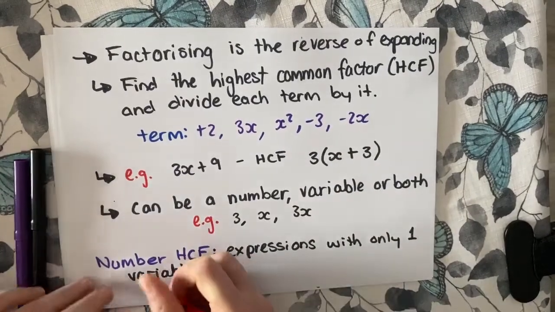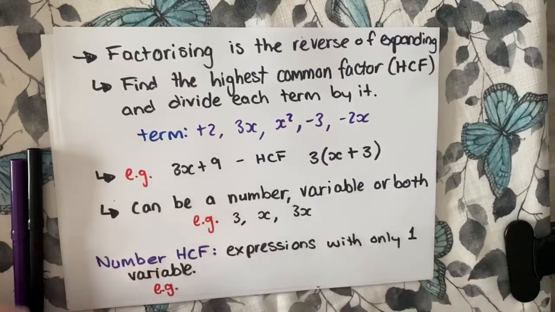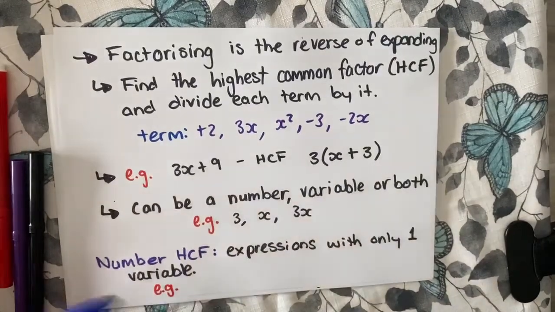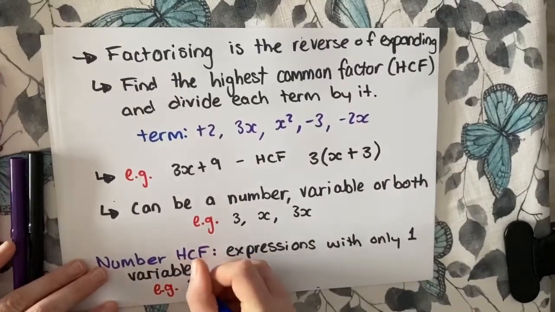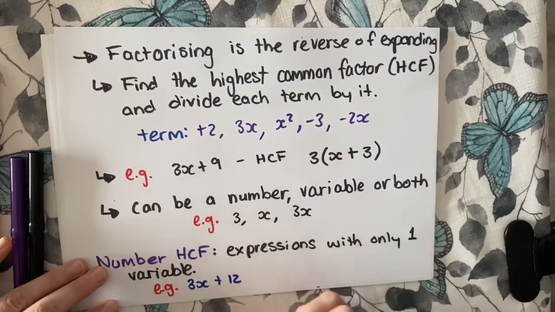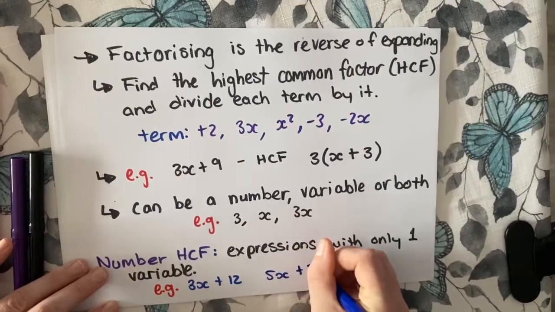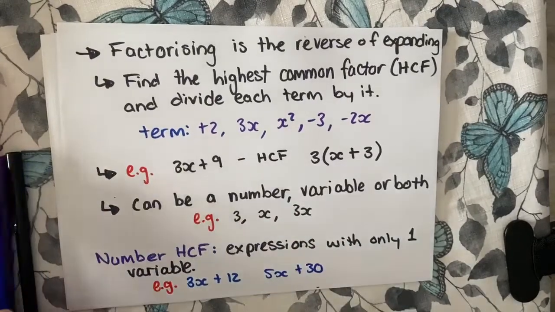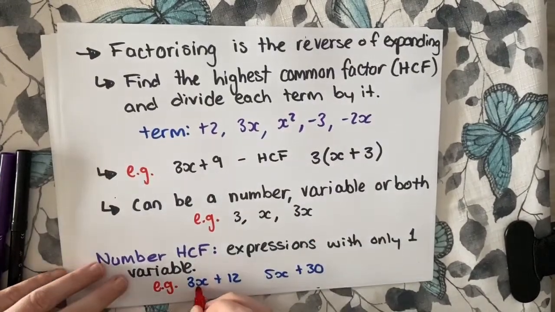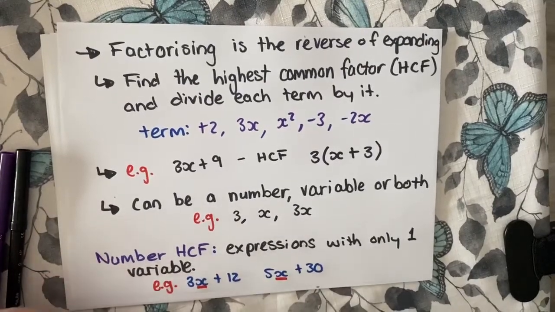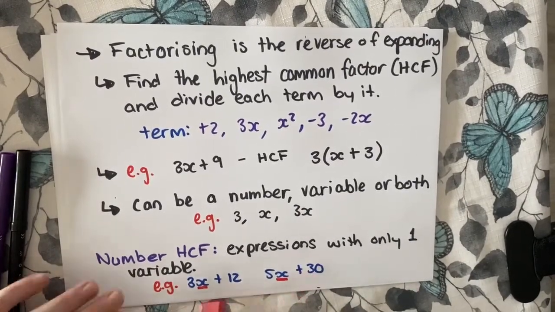So for example, for this, you could have an expression like 3x plus 12, or you could have something like 5x plus 30. If you notice, in both of these, they only have one variable, that plain x, but you've got two lots of numbers.